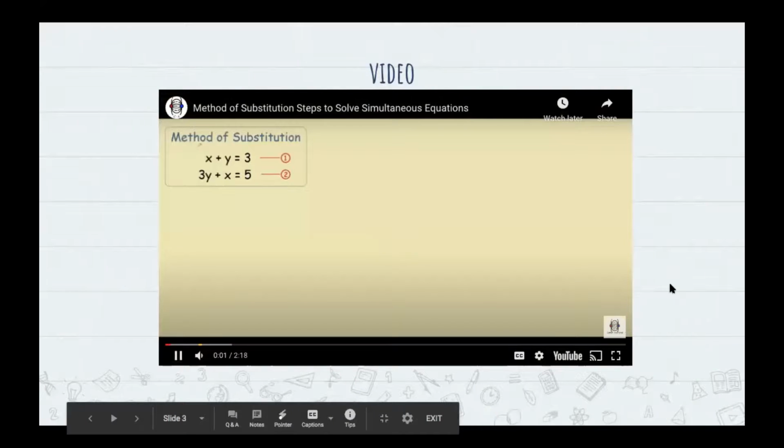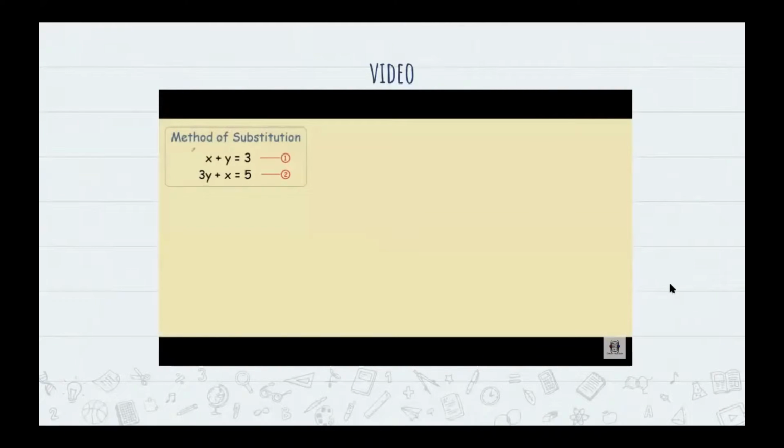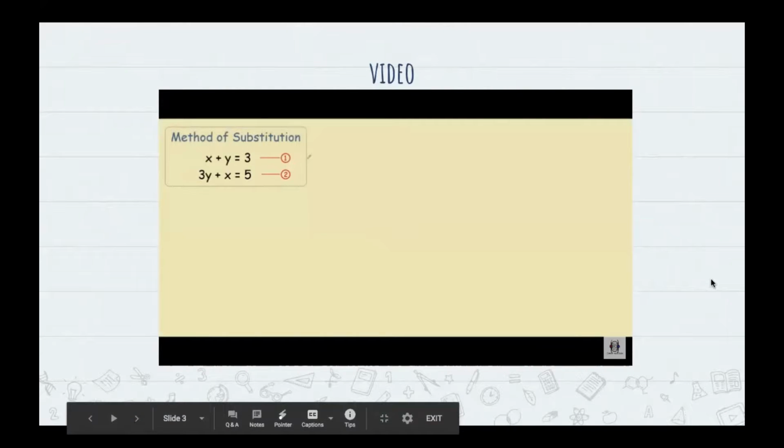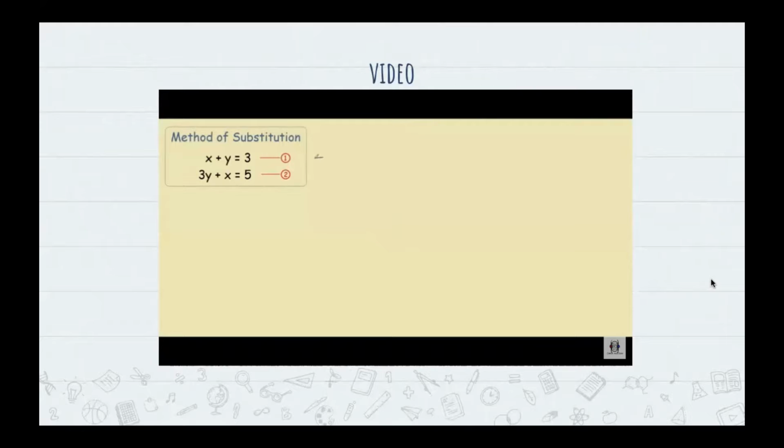Hey guys, the aim of this video is to use the method of substitution to solve this pair of simultaneous equations. So our first step is to rearrange either equation 1 or 2 so that we can isolate the variable. In this example, I'll be using equation 1 to isolate x. So if we isolate x, we have x equals 2, subtract y from both sides, so we have 3 minus y. So this is equation 1. All we did is rearrange it.